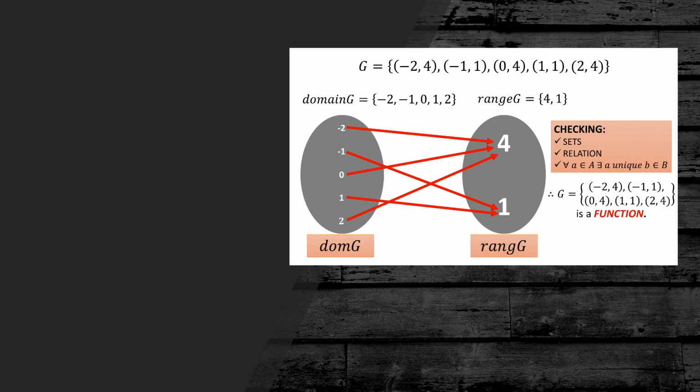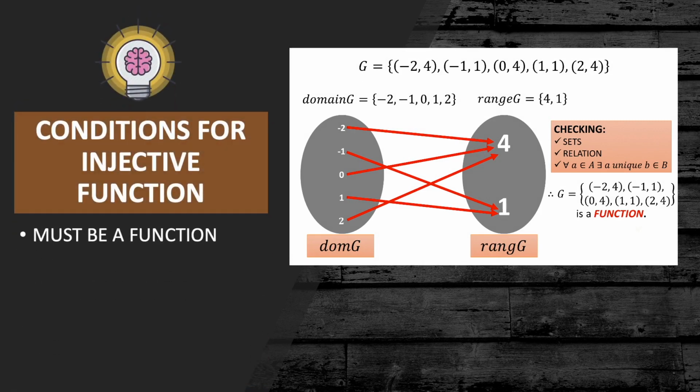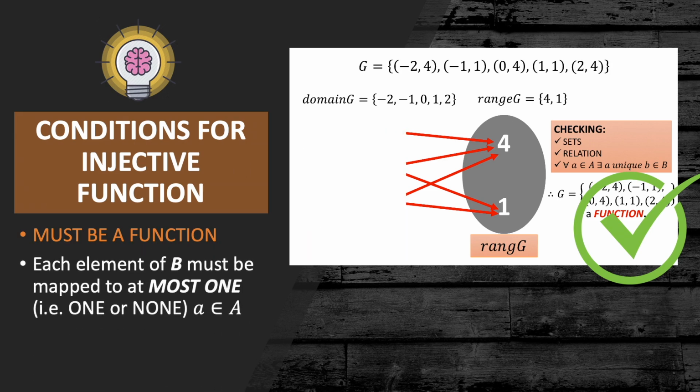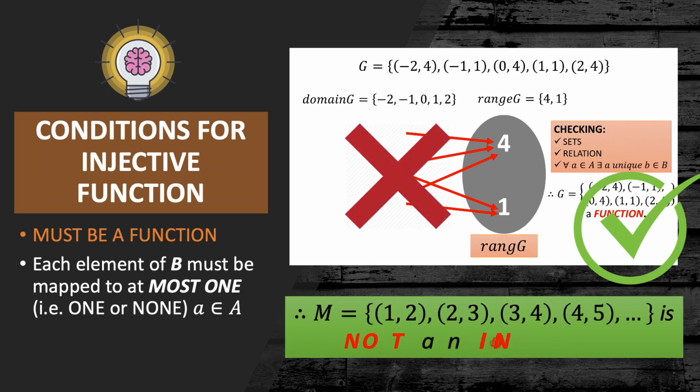Let's now move to set G. Set G satisfied the first condition that it should be a function before knowing it is an injective function. Now, since there were 3 elements mapped to 4 and 2 elements mapped to 1, set G didn't satisfy the second condition. Therefore, set G is not an injective function.